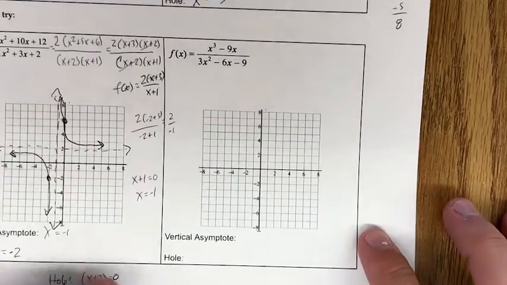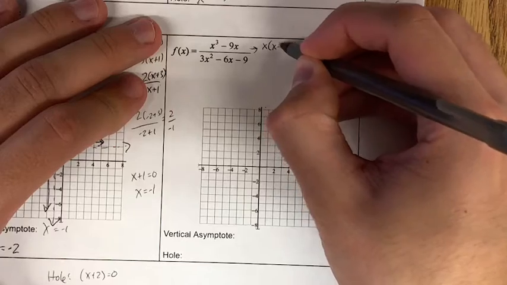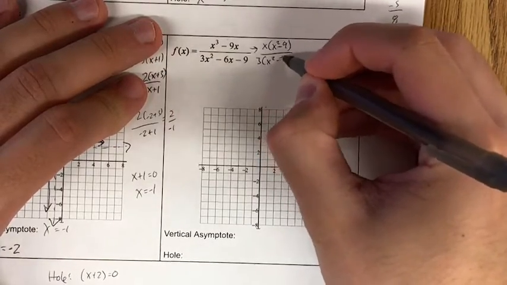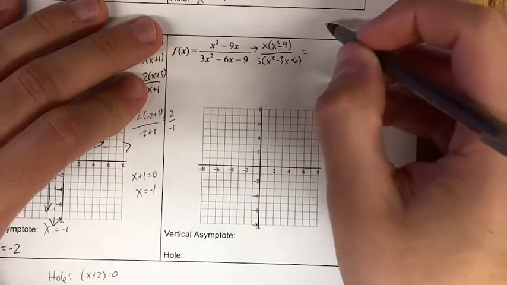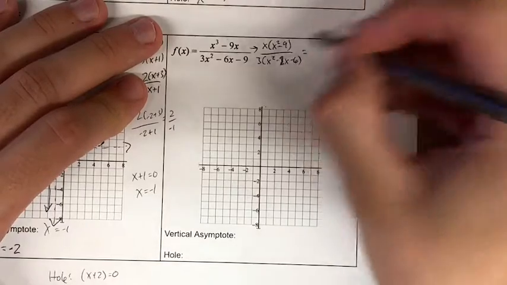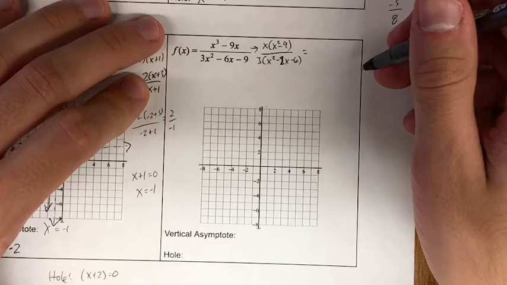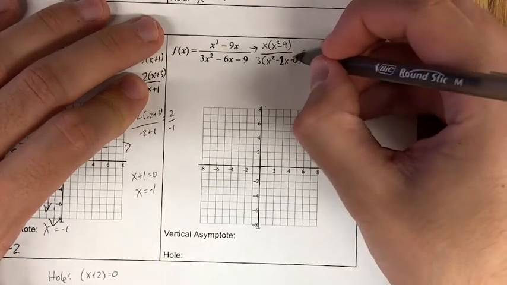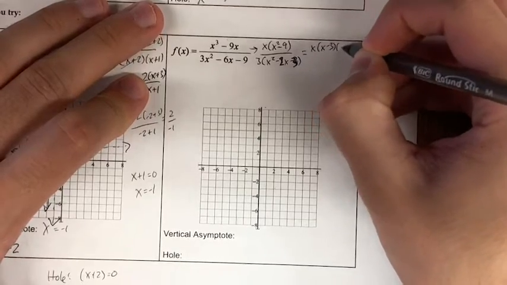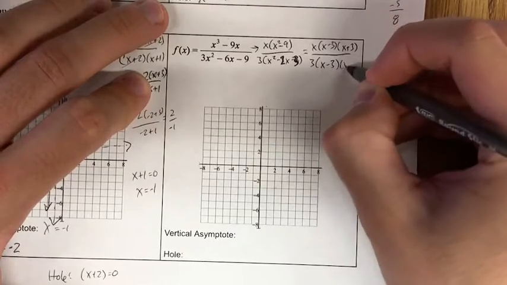For the next, starting, I see we can factor an x out of the top. Down below, we can factor 3 out. And now let's see if we can factor any further. Oops, that would be 2. And that would be 3. Up top, this will factor into x minus 3, x plus 3. Down below, it'll factor into x minus 3, x plus 1.